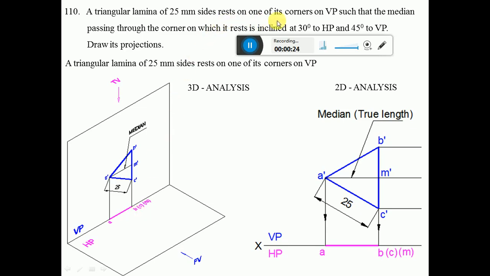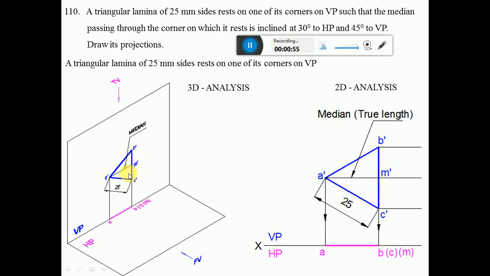Now, as the problem is given with one of the corners on VP, obviously we have to keep all the sides on VP. So that means we have to start from the vertical plane, that is, from the front view. Whether the corner is resting on VP or the side is resting on VP, since it is a triangle which has an odd number of sides, we always have to keep the lamina in such a manner that one of the sides is perpendicular to HP.